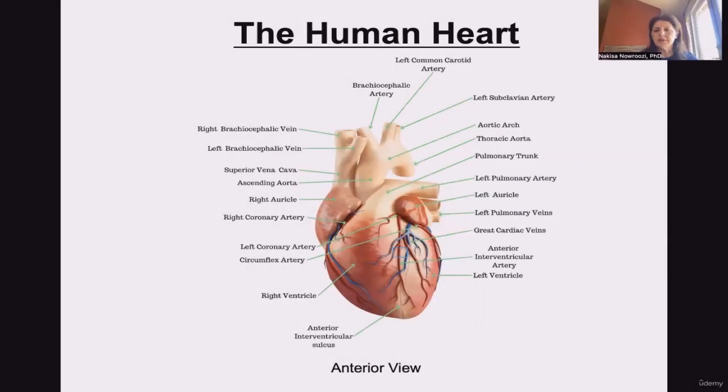The circulatory system is cardiovascular. So we start with the human heart, and this is showing the anterior view of the human heart.